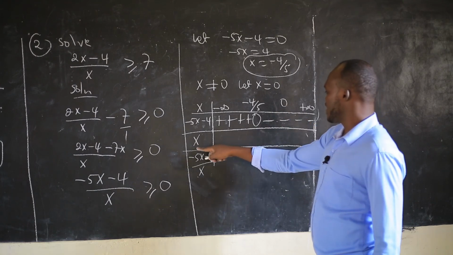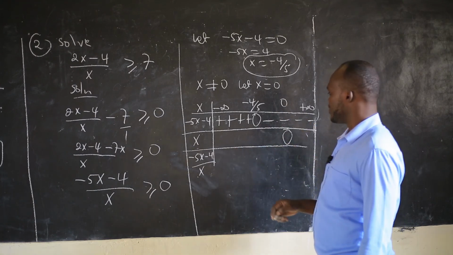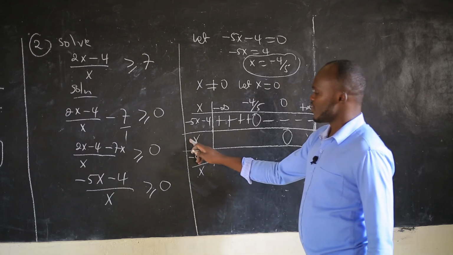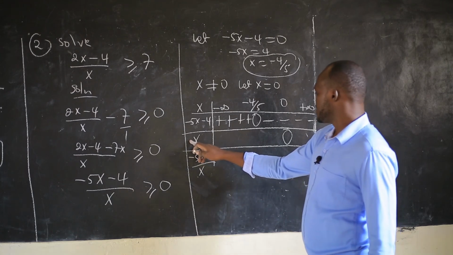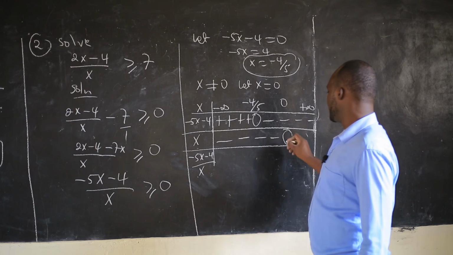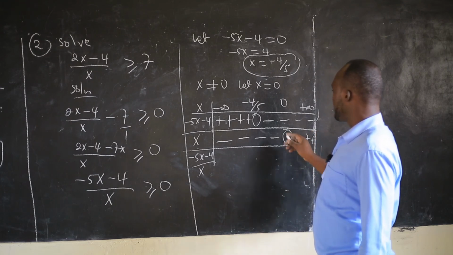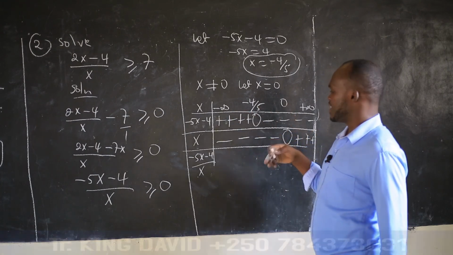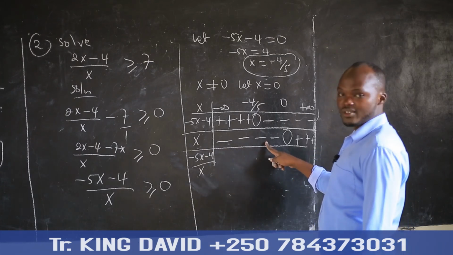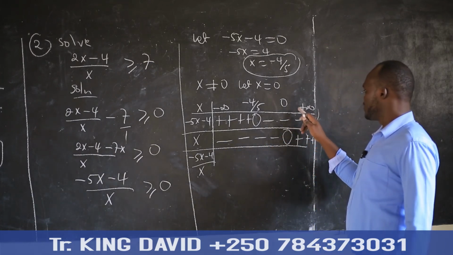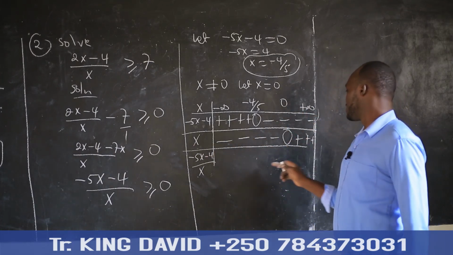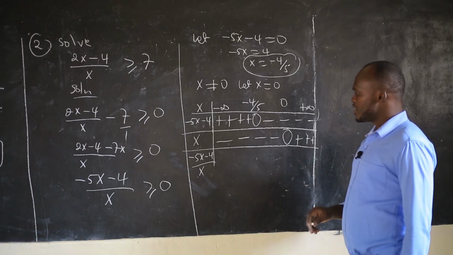If you bring 0 there, the answer will be 0 here. Its coefficient is positive, so its opposite sign is negative here, and here it will be positive. For example, from 0 to negative infinity, use any negative value, we put it there and we get a negative solution. And from 0 to positive infinity, if you use any positive value and put it there, we get a positive solution.